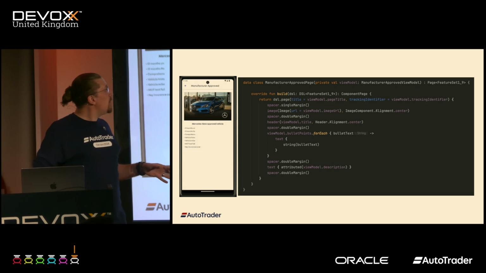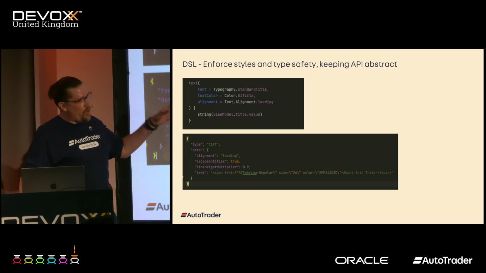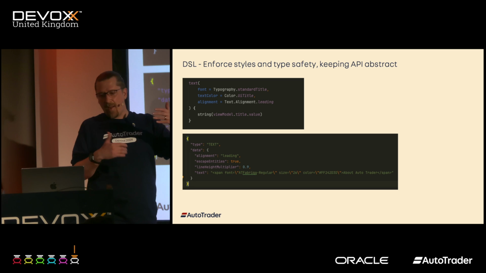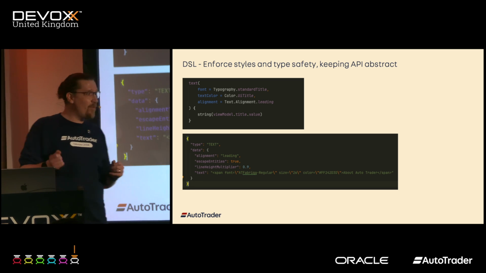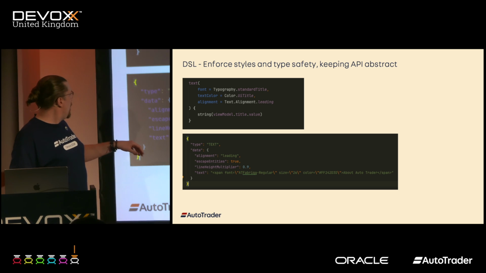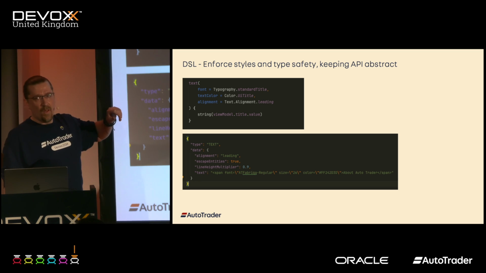And the way it works is because it enforces a lot of things. So it enforces the styles and the type safety, and it abstracts away from that API, that JSON payload that's a real nightmare to try and change and a real nightmare to try and write. So as we mentioned with the text earlier, you can see here on the actual definition in the DSL, it's all done with tokens.